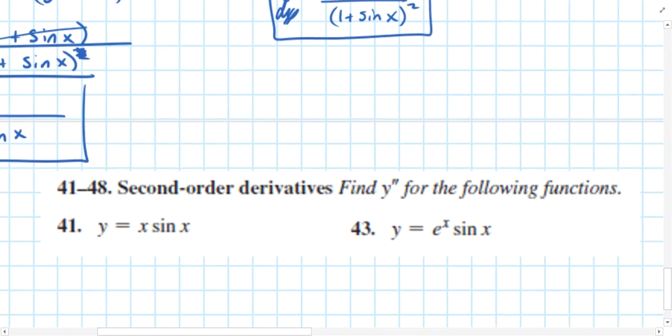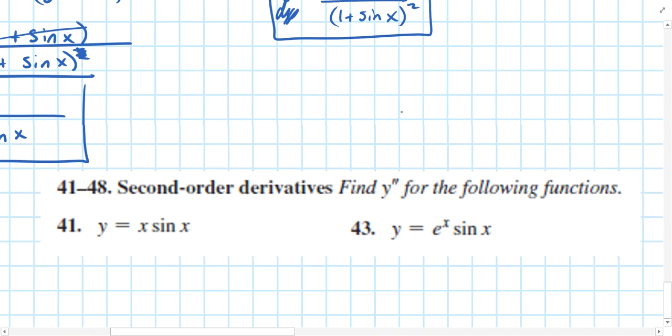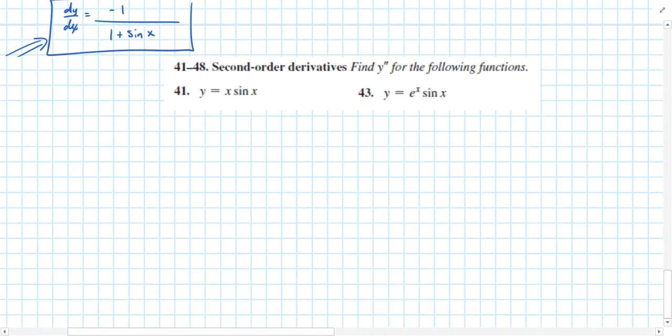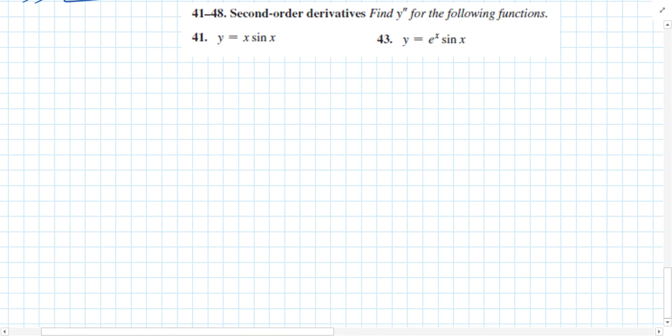For 41 and 43, remember second order derivatives, double prime notation means to find the first derivative and then the second derivative right after it. So go ahead and pause the video and give this a try.